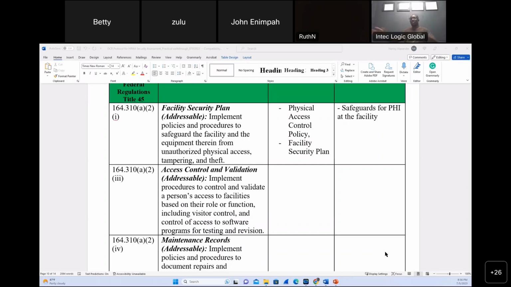Have they left papers all over the place that contain PHI? We take a look at all these things. Very, very important. Access control and validation. Implement procedures to control and validate persons' access to facility based on their role or function, including visitor control and control of access to software programs for testing and revision. So what document?